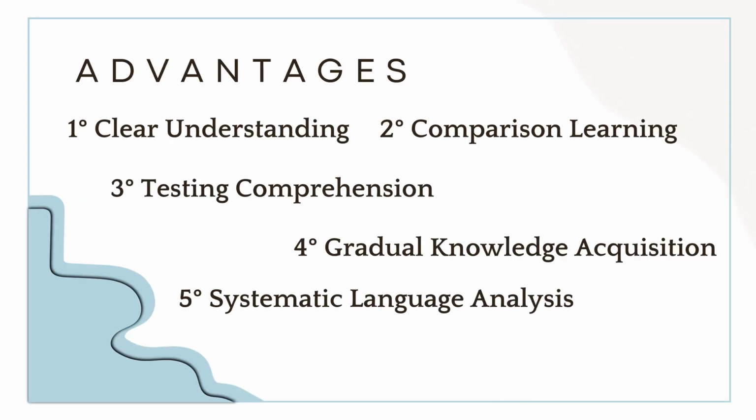The advantages are clear understanding, when learners can grasp meanings quickly through direct translation. Comparison learning promotes understanding by comparing the target language with the native language. Testing comprehension: easy assessment of learning and understanding via translation exercises. Gradual knowledge acquisition: learners discover complex structures gradually. Systematic language analysis promotes awareness of language and the structural system.